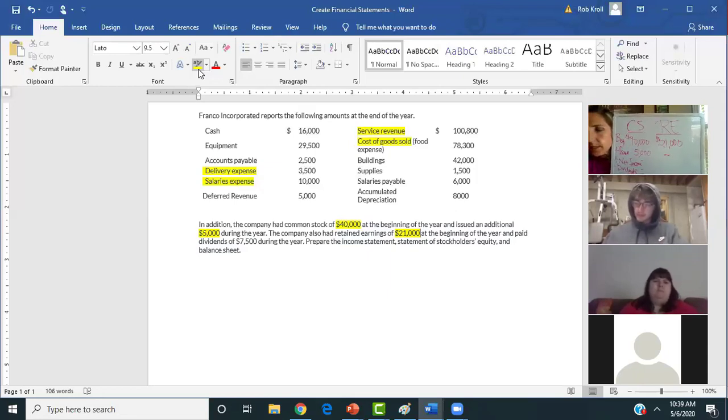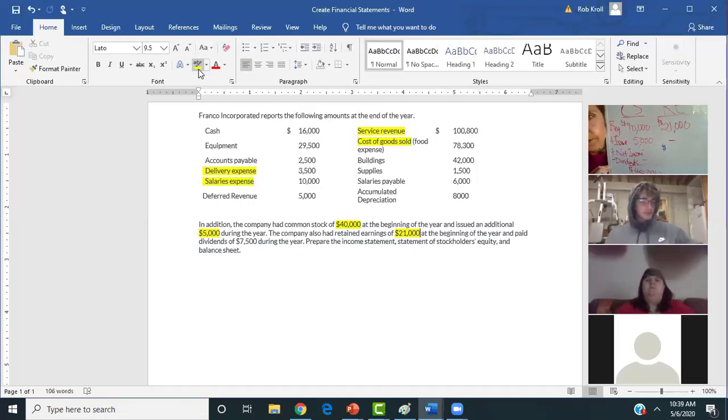Why do I have this purple marker? Any ideas? Where's that box come from? Where does that amount come from? Income statement. Very good. That is correct. The income statement. So we said it was 9,000 net income on that first statement.